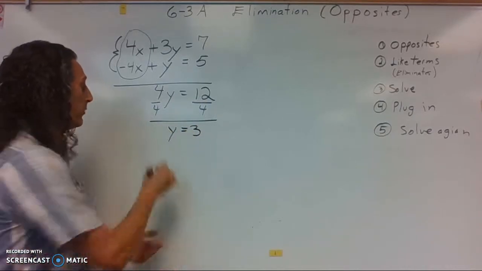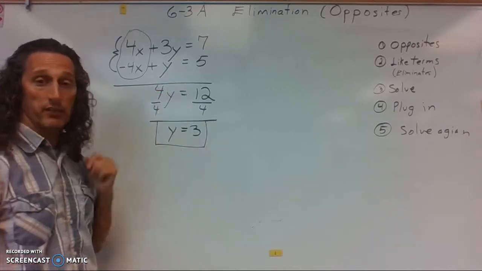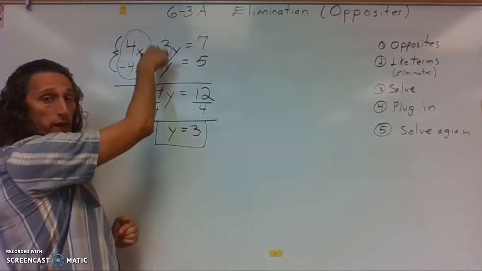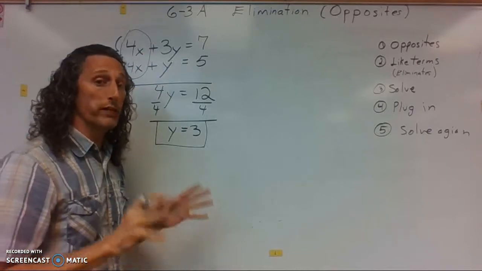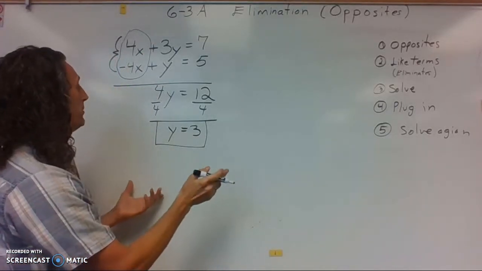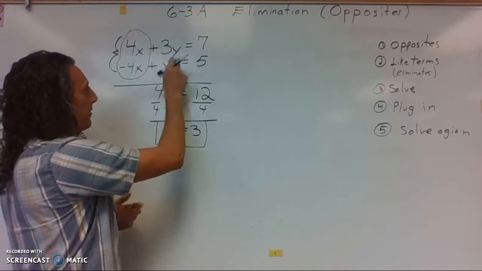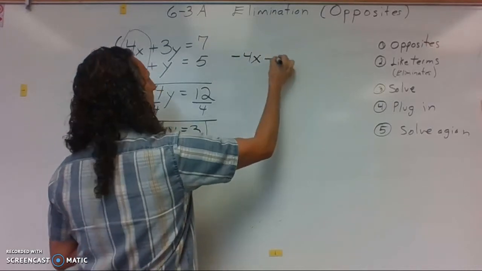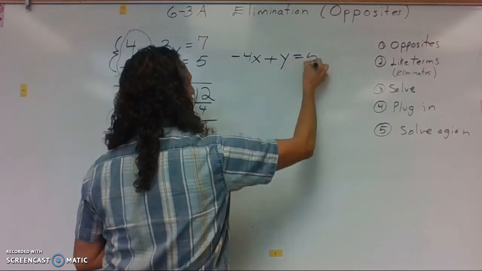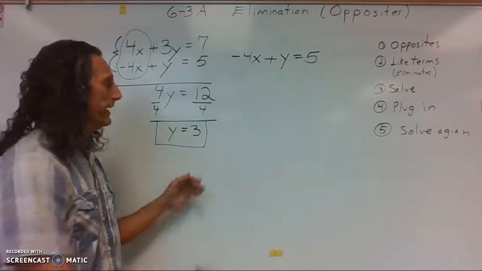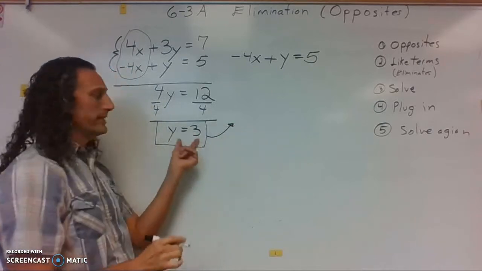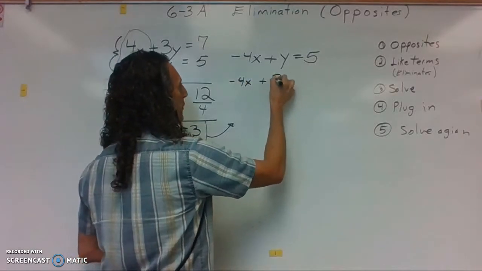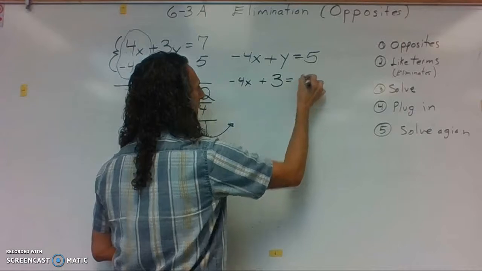Now, that was step 3, so that little bit of solving. But step 4, we got to plug this back in to one of these equations. It does not matter which one. So again, I'm just going to pick the bottom one this time. So I'm going to go negative 4x plus y equals 5. When I say plug it in, I'm going to put this 3 where the y used to be. So it's going to be negative 4x plus 3 equals 5.